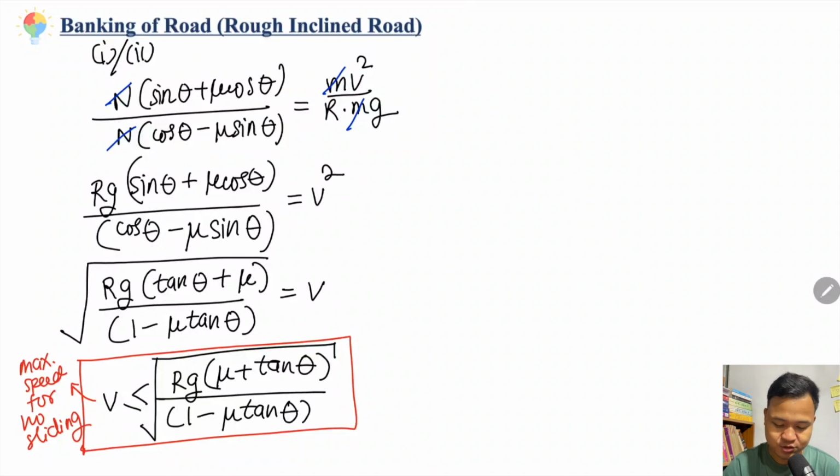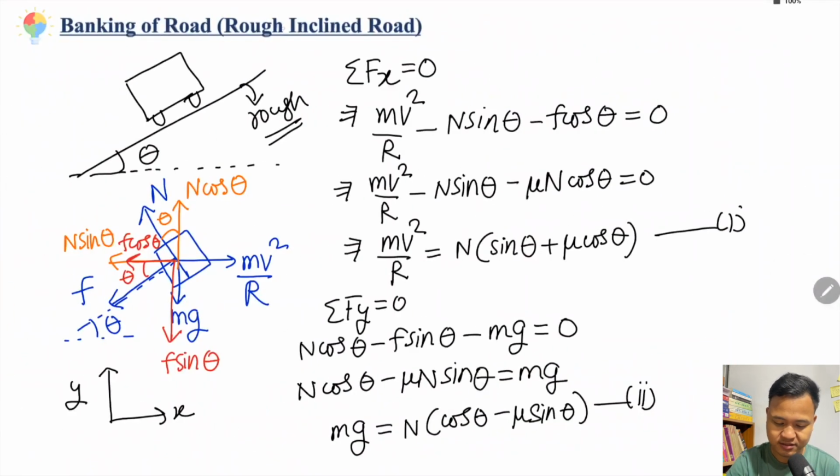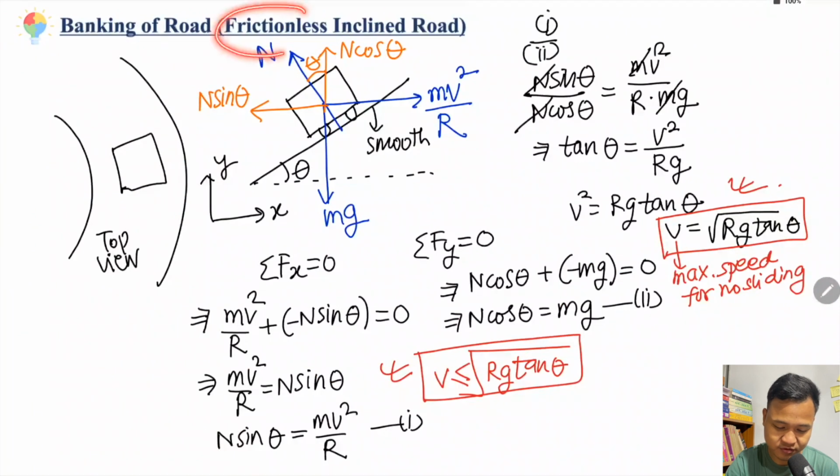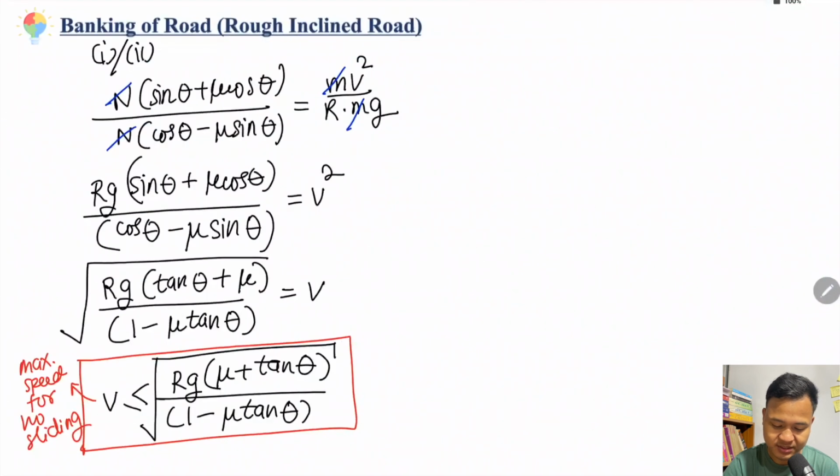This is the maximum speed for a rough inclined plane. For a frictionless inclined plane, if you want to get this formula, put mu equals 0, since smooth means there is no friction.